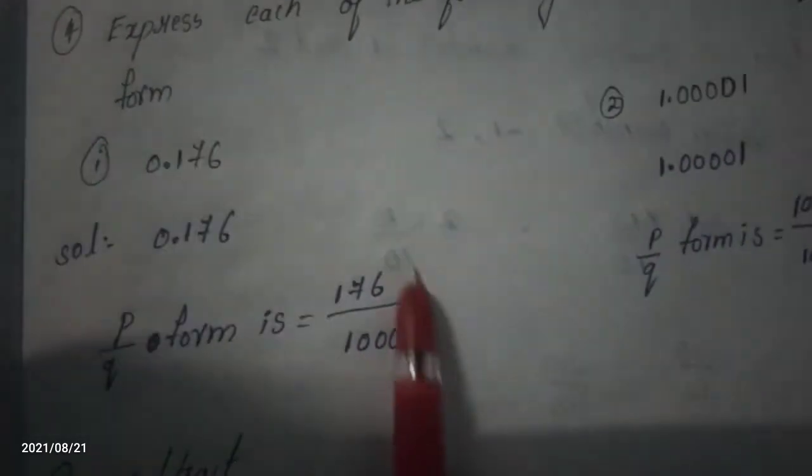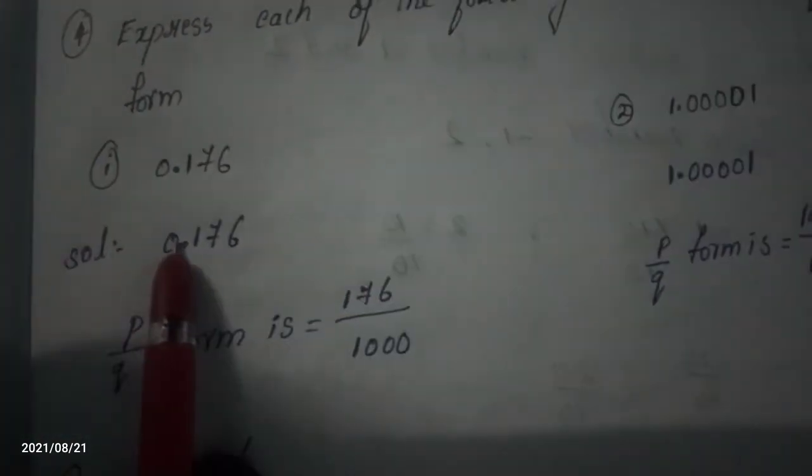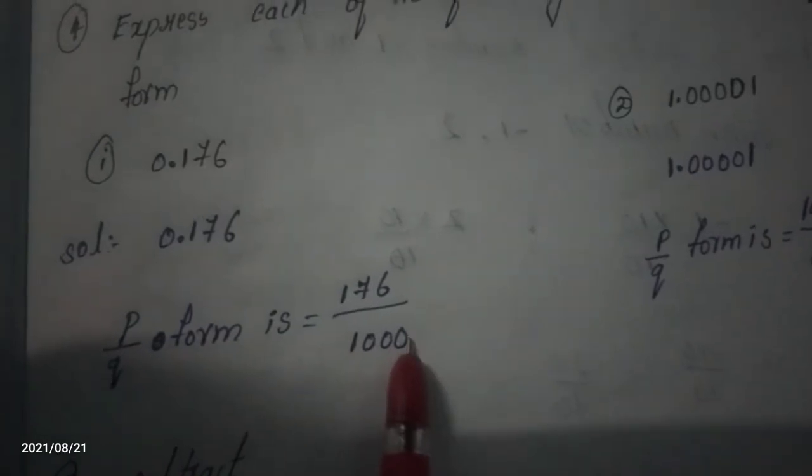This is the decimal form, and this is the p by q form. Just remove the decimal and write the whole number. Whatever number of digits there are after the decimal, that many zeros you put in the denominator. Come to the second one. What is that?